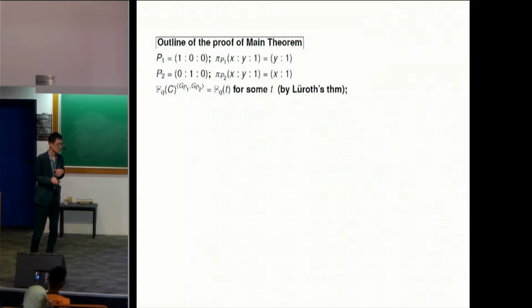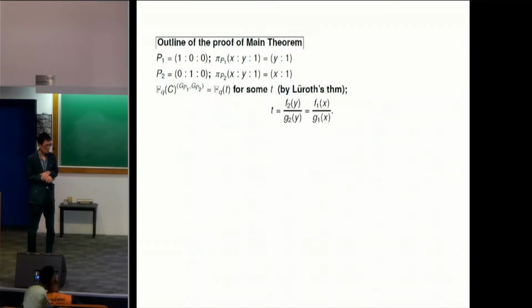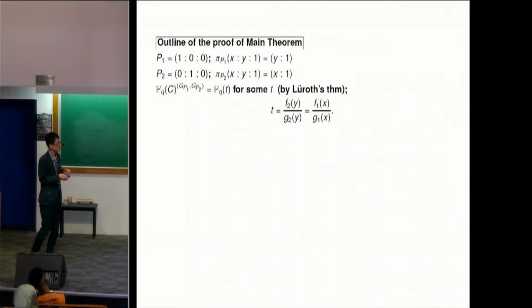A generator is denoted by T. Then we have this relation: T equals G2(y) over F2(y), equals F1(x) over G1(x). This relation gives the relation that appeared before.